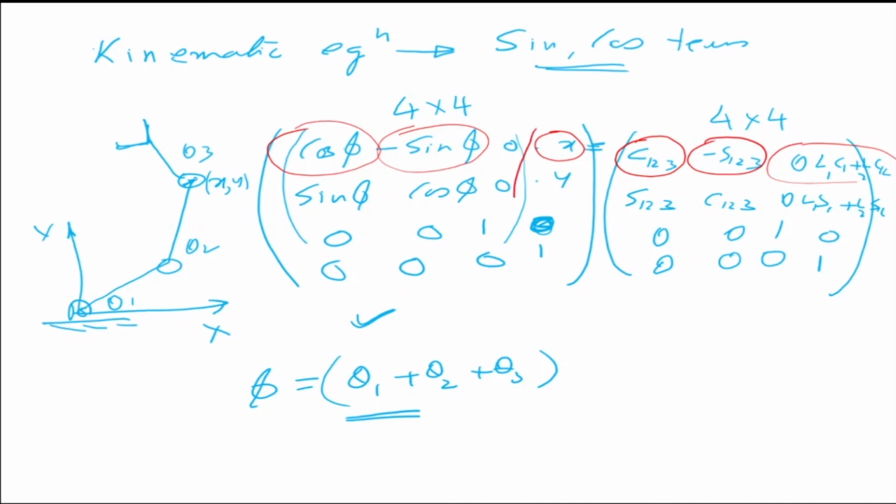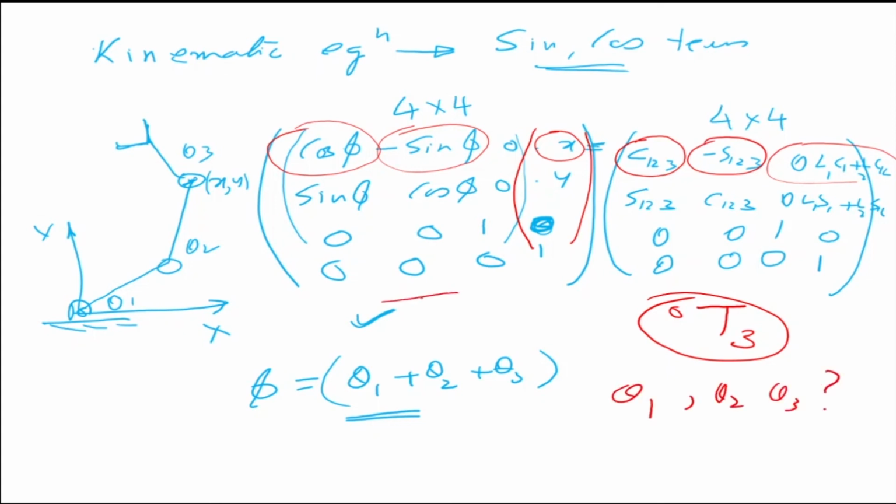This is my position, that's my orientation in terms of numbers, and this is the T0 to 3 matrix, the third frame to the base frame matrix. Now I'm going to equate term to term and see if I can solve. What am I trying to solve for? I'm trying to find the corresponding theta 1, theta 2 and theta 3 for any given position and orientation.